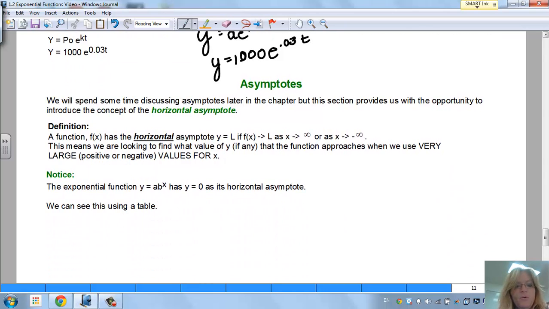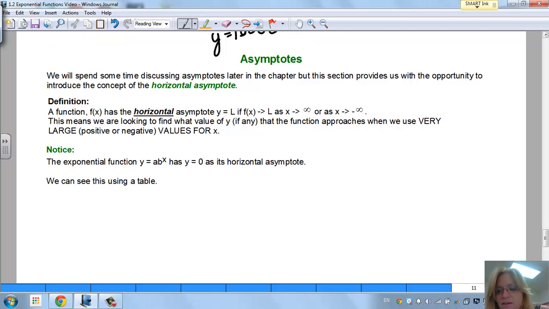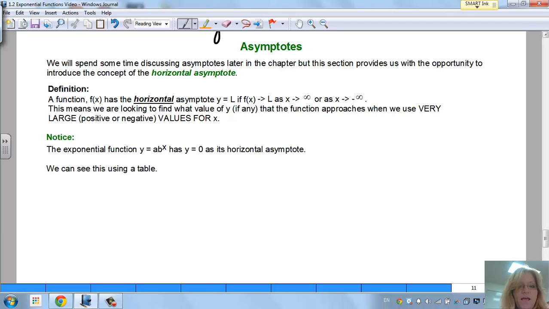Asymptotes. Now this is important. We're just touching on this a little bit, but we will spend some time talking about them. A horizontal asymptote is y equals L, a limit, if the function approaches that limit as x approaches positive and negative infinity. This means that we are looking to find out what value of y the function approaches when we have very large positive or negative values for x. The exponential y equals a b to the x has y equals 0 as a horizontal asymptote.